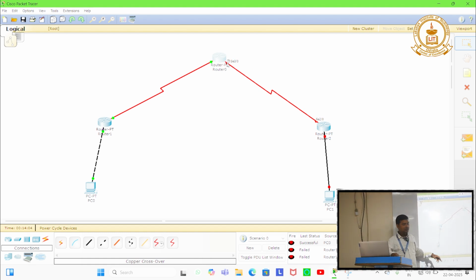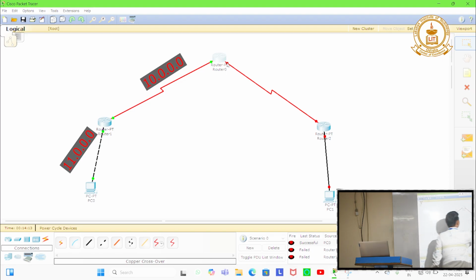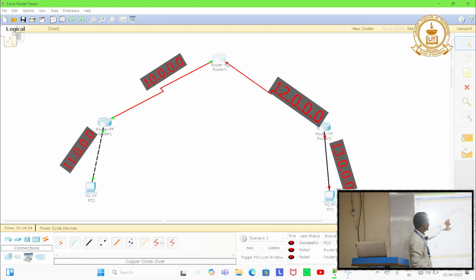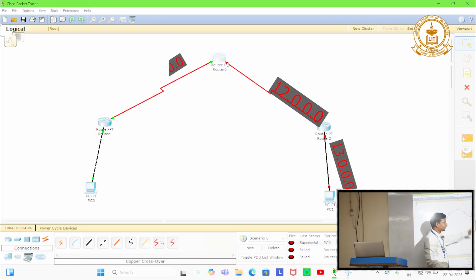So this is your 10.0.0.0 network. This is your 11.0.0.0 network. We are using the 12.0.0.0 network and this is your 13.0.0.0 network. So in this figure we are configuring 4 networks: 10, 11, 12, 13.